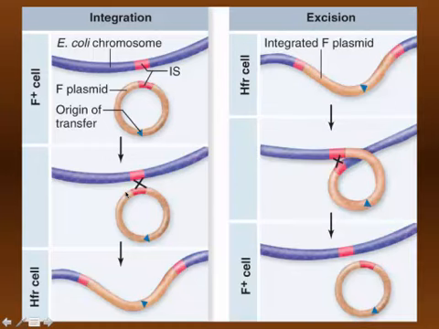All right, so eventually, excision is going to happen. So we have our F plasmid, which can then be excised or cut out of the chromosome if the need should arise. And so we're going to take this plasmid back out again, but in this case, we now have a bit of chromosomal DNA going along with it. So the chromosome loses a little bit of DNA in the process of reforming this plasmid as the plasmid comes back out of the chromosome.